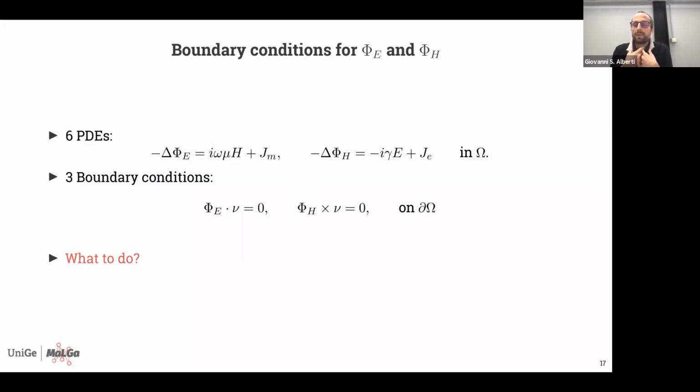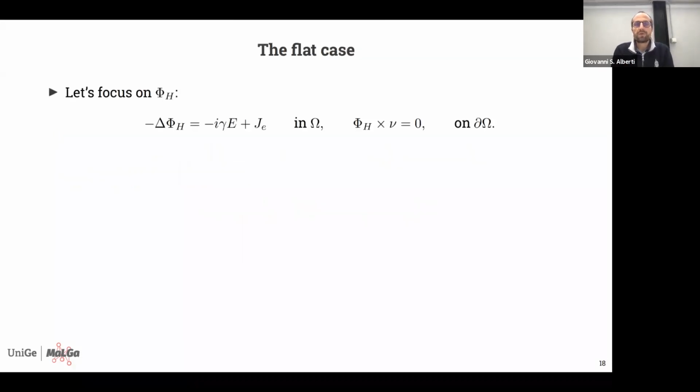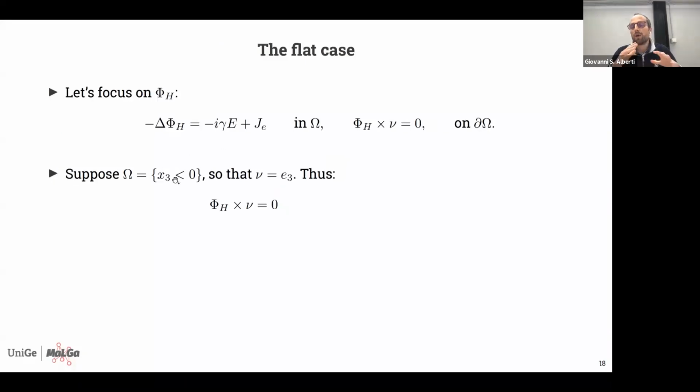So let's see what to do, how we can somehow complement these pieces of information we have so far. For simplicity, for the moment, let me consider the flat case. So let's focus on phi H. These are the equations for phi H. This is the PDE, and these are the boundary conditions. The tangential components are equal to 0. And flat case means that omega is, at least locally, the negative half space, so x3 less than 0. In this case, nu, namely the normal, is just E3, this vector here. So we have this condition here.